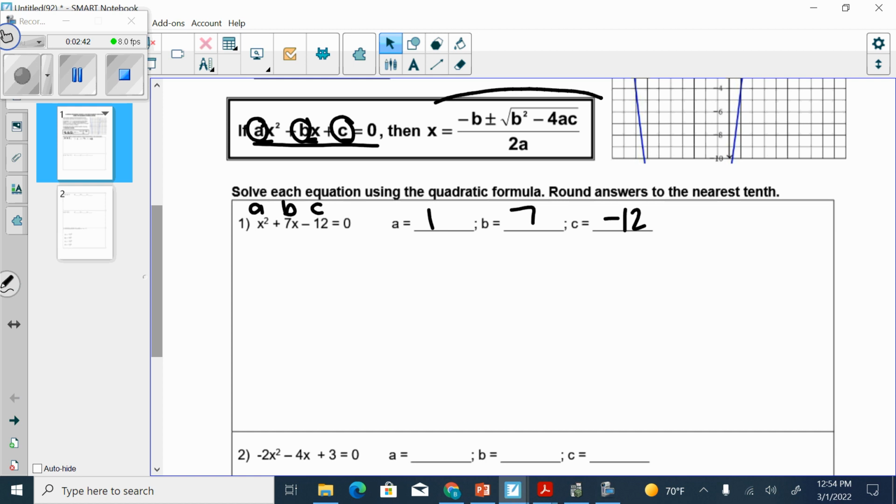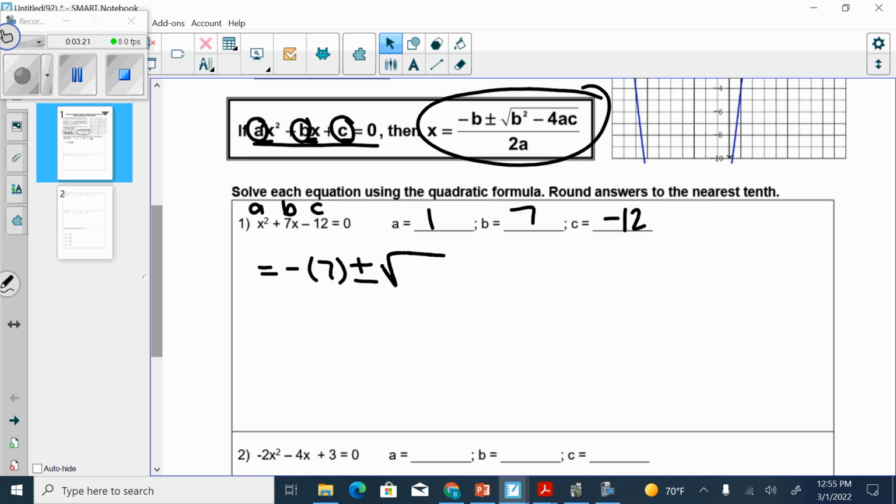Okay, so now I know what my a, b, and c are. I'm going to plug them in or substitute them into this formula right here. Okay? There should not be any x's in this formula, only numbers. Okay? So it says x is equal to negative b. Well, what's our b? 7. So we should have negative, I'm going to put my 7 in parentheses there. Okay, the next thing in the formula is plus or minus. So we need 2 solutions. Whenever you take the square root of something, you have no way of knowing if it was a positive or negative. So you have to put plus and minus down.